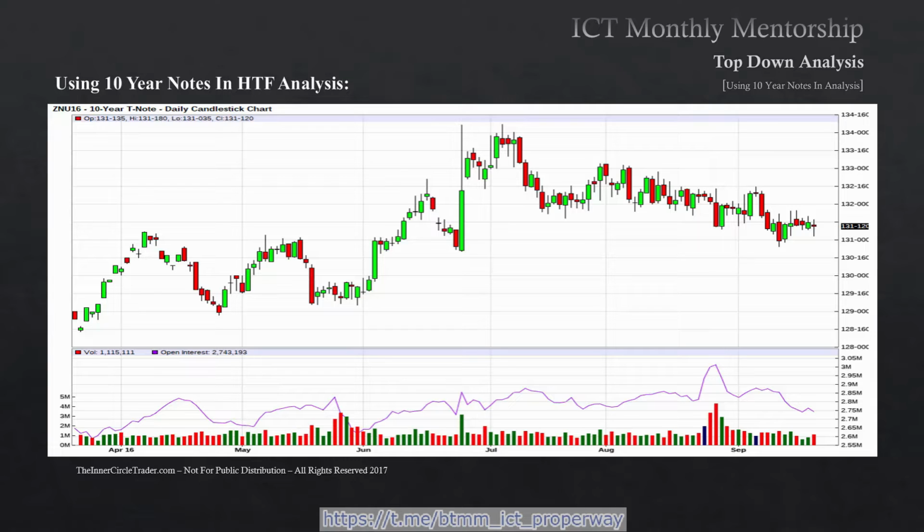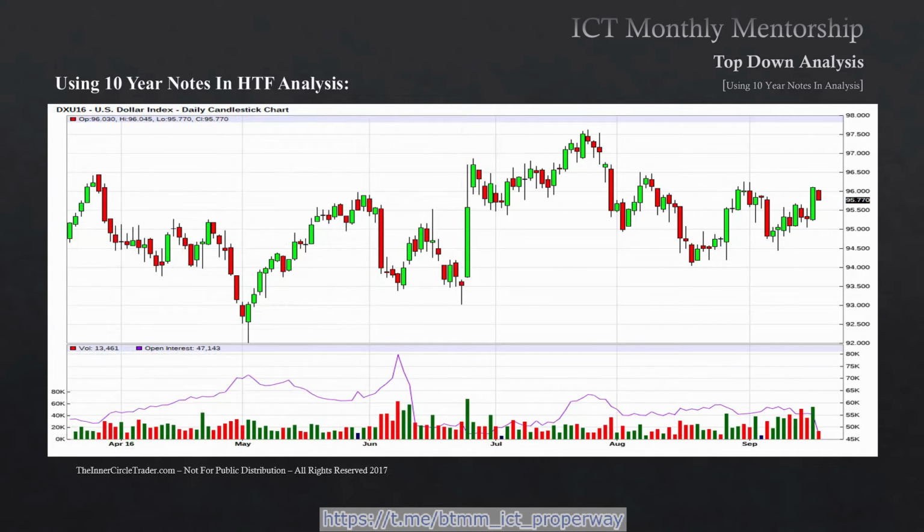Okay, we're looking at June of 2016. Again, we're looking at that seasonal tendency seen here. The market was making equal lows, so they should be seen in respect to the dollar index with equal highs. Here's the dollar index going into June 2016. As you see here, the market made higher highs.